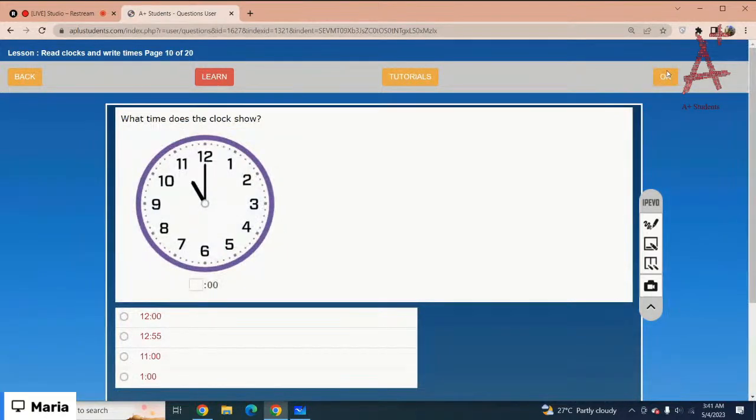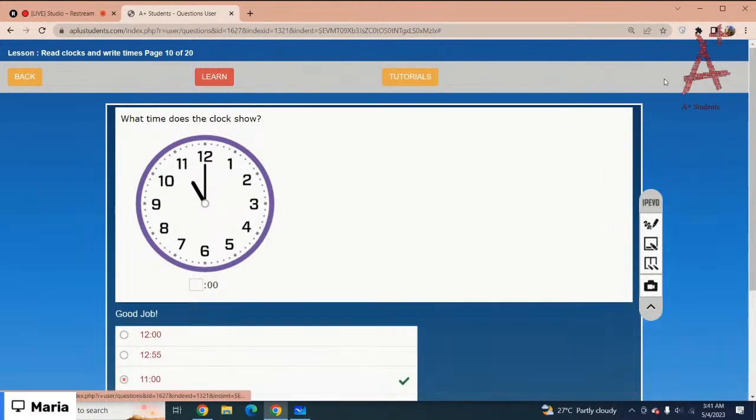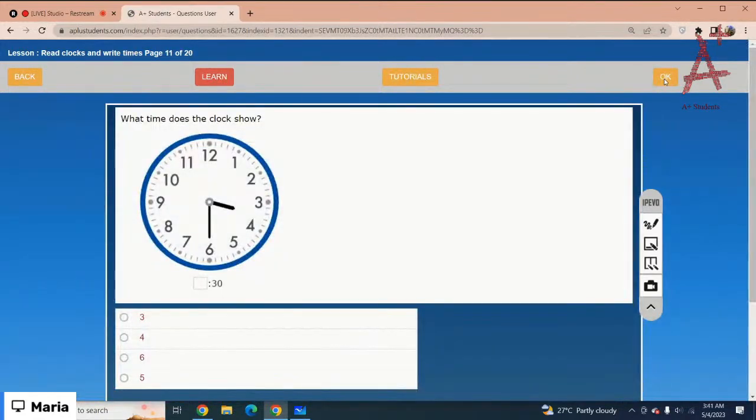What time does the clock show? It would be 11. The correct option is 11. What time does the clock show? Which is the correct option?